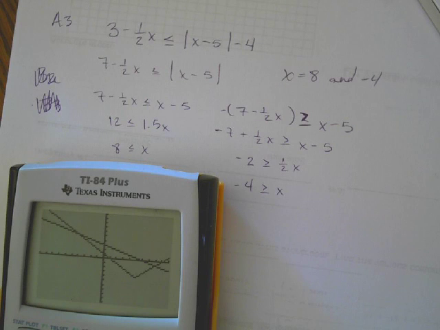So there's the algebra, double checking it. I wouldn't expect you to know that, but it's not a bad skill to have. So I end up here when I do the negative side, the negative 7 minus 1 half x, I switch the sign around. So I end up with x is less than or equal to negative 4, and x is greater than 8.